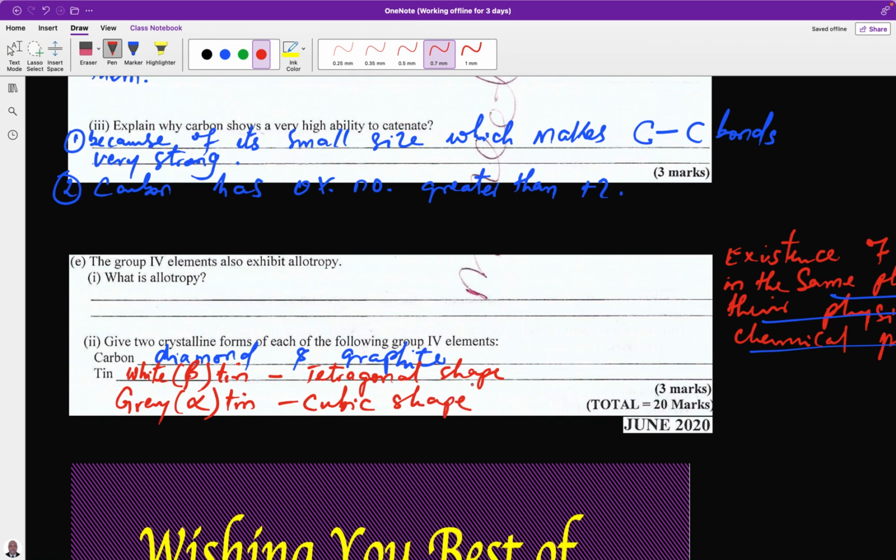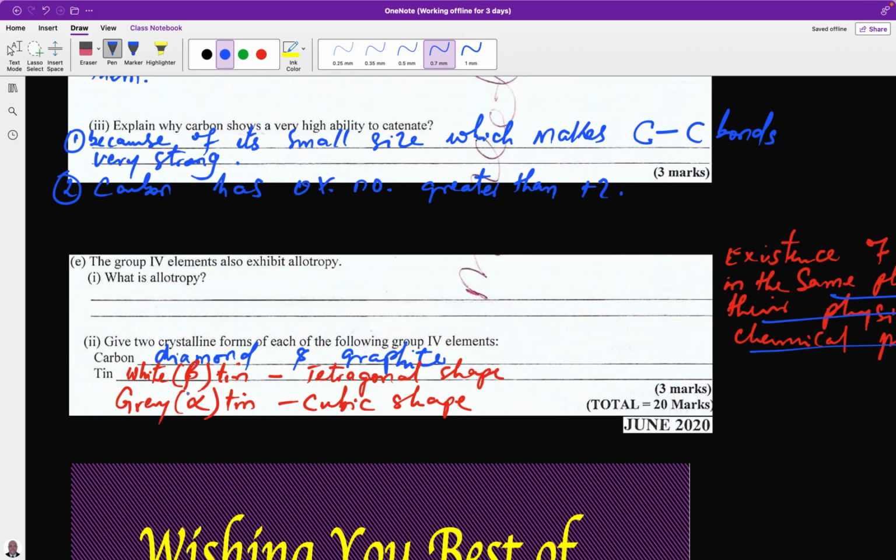There is another one, which has a rhombic shape.